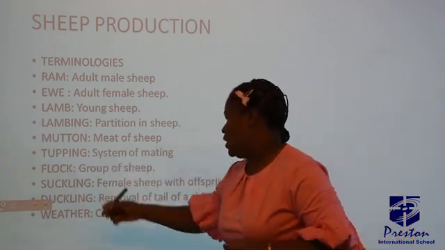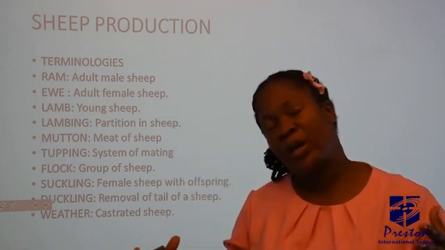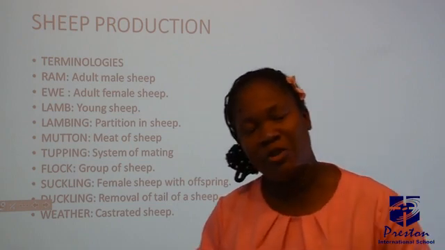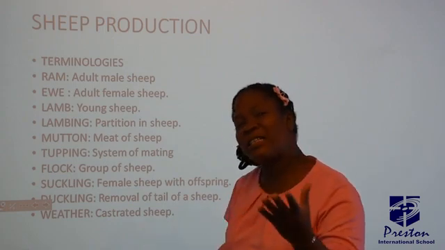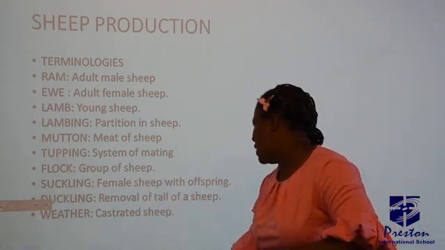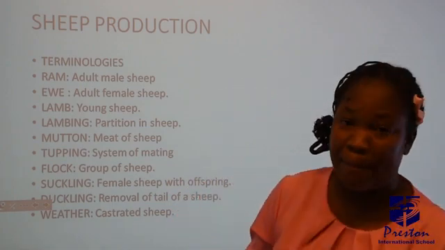Okay, tupping. Now that's the system of mating. So if you want to take your ewe and your ram for mating, you are taking them for tupping. Flock. Now what is flock? Flock is a group of sheep. Now suckling. That's the female sheep with offspring, with the lamb.